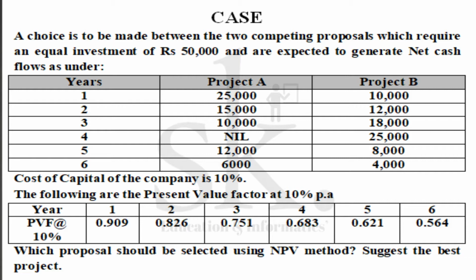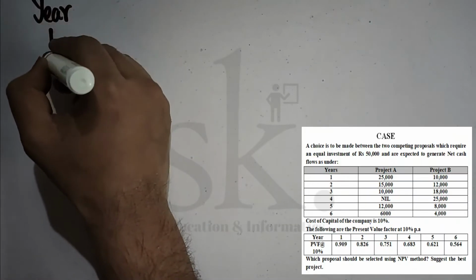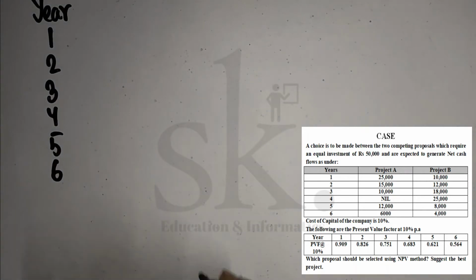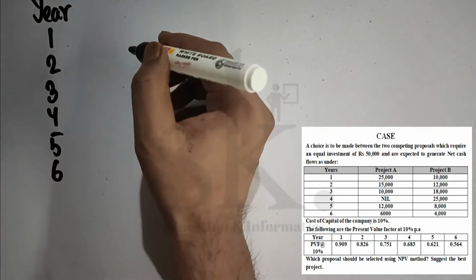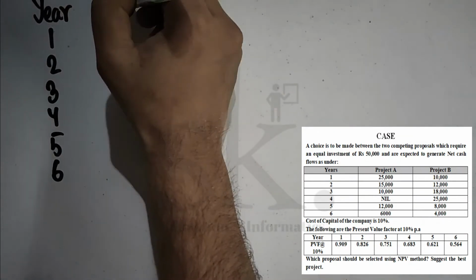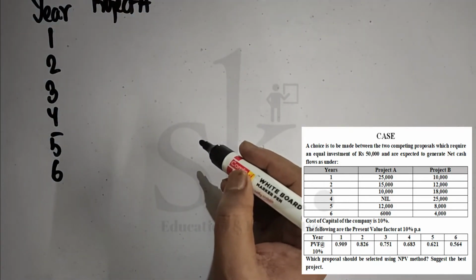So the project A and project B cash inflows have been given, as well as the discounting factor at 10% of rupee 1. So what we do, we start solving this problem. We have two projects under consideration. First is year, and we have years 1, 2, 3, 4, 5 and 6 in this problem. We also have the investment for project A. The investment we are aware of, it is rupees 50,000.